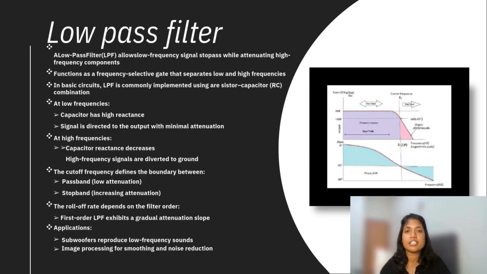The cutoff frequency defines the boundary between the passband, where attenuation is low, and the stop band, where attenuation increases as the frequency rises. The roll-off rate of a low-pass filter depends on the filter order. For example, a first-order low-pass filter exhibits a gradual attenuation slope, while a higher-order filter provides a sharper transition between the passband and the stop band.